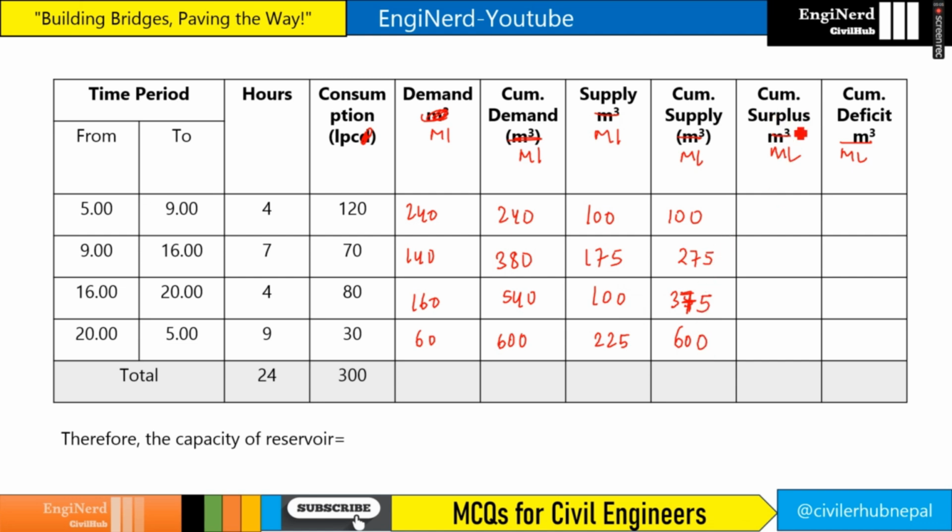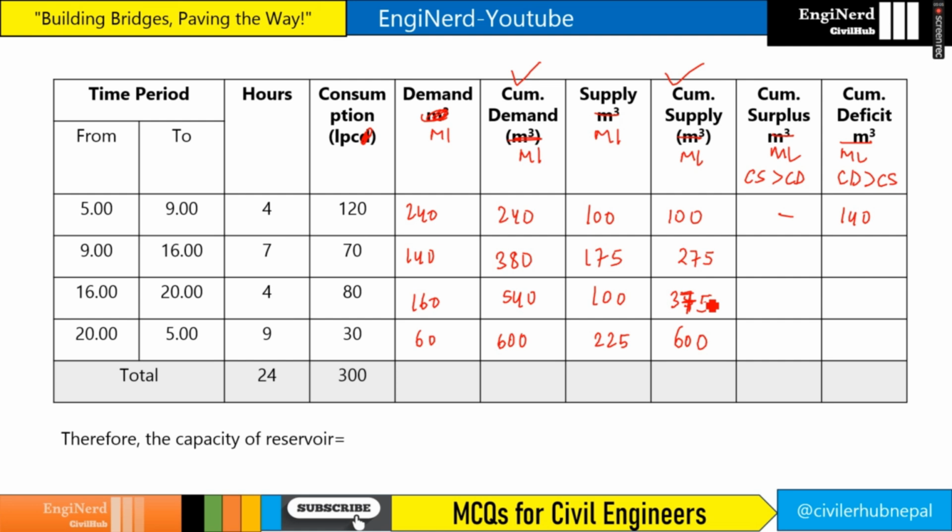Now let's find out cumulative surplus and cumulative deficit. For the cumulative surplus, we need to check if the cumulative supply is greater than cumulative demand, and for the deficit, it is cumulative demand greater than cumulative supply. So the first one, let's see. We need to see this and this, right? So 240 minus 100, the first one demand is greater, so it will be 140 here in the deficit part, and here is nothing.